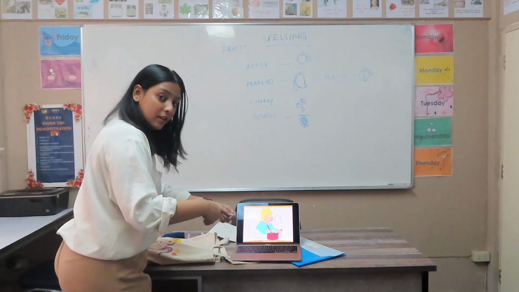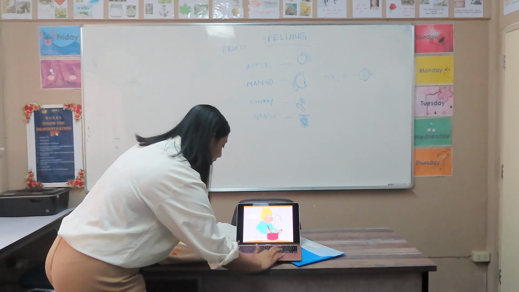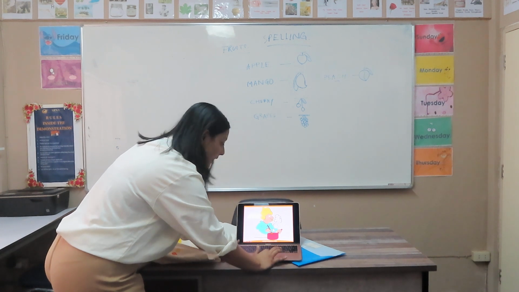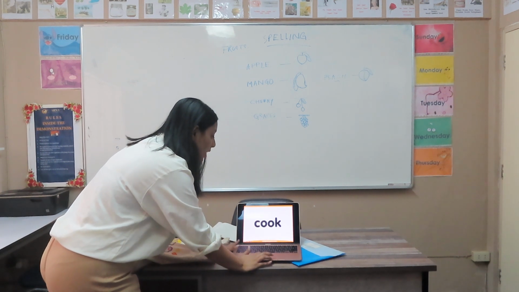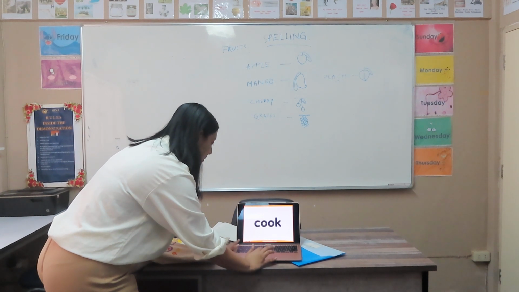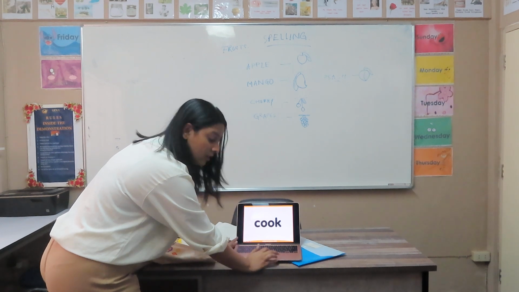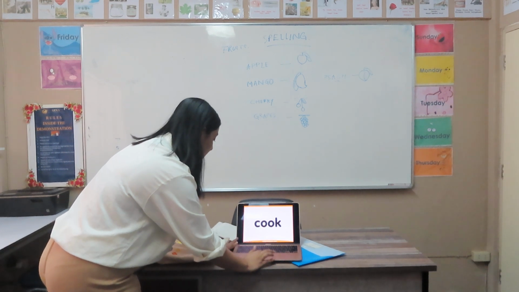What is this called? Yes, cook. What is it? Cook. Can you tell me what it is? Everyone again? Cook. Write down what is written. C-O-O-K. Everyone write down cook. Good.